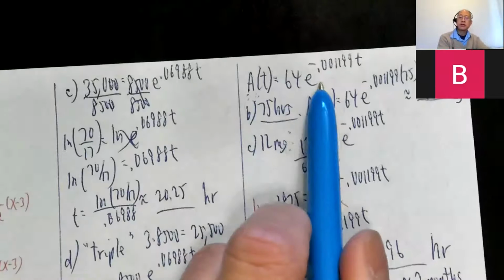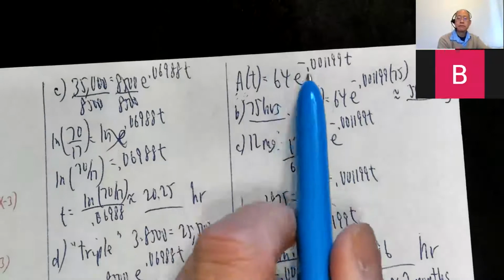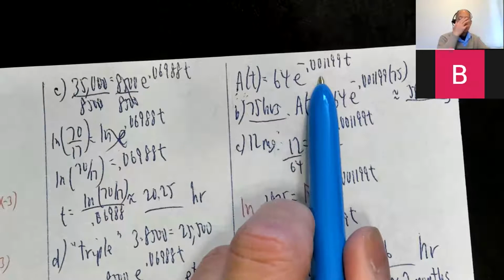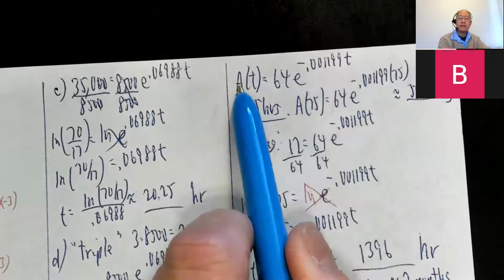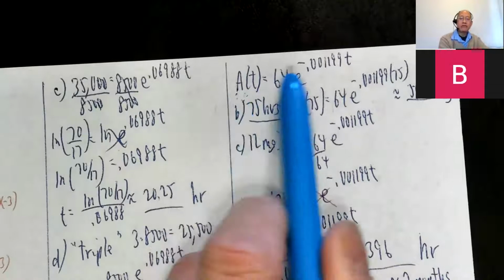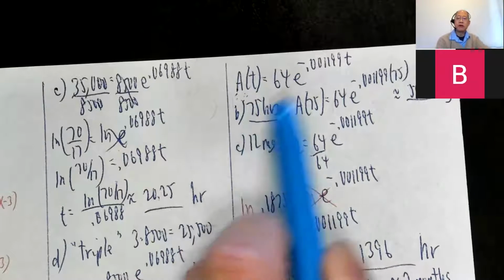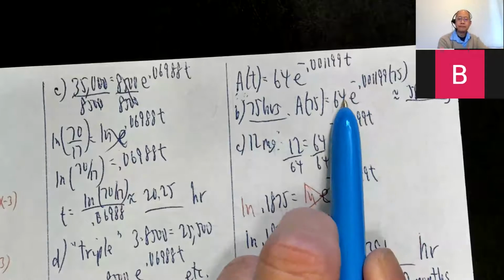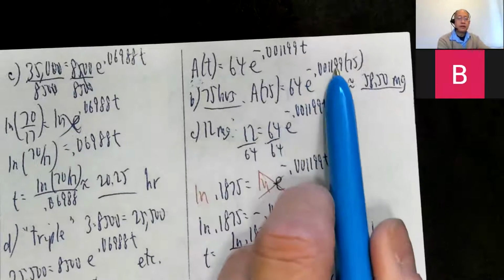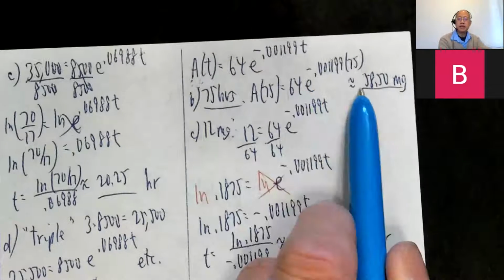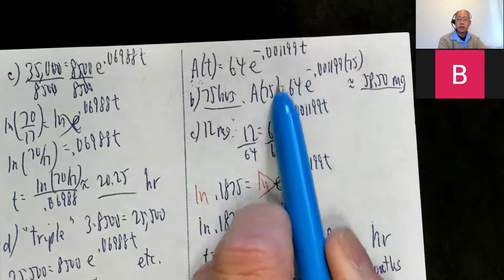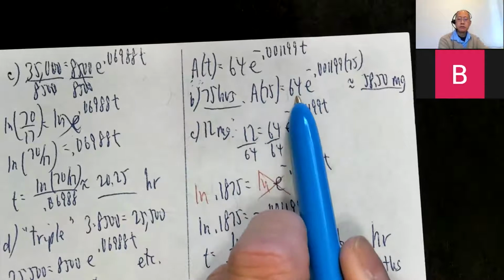So plug this thing back into here. The equation looks like this. If I plug in a t, I can find the amount. Or if I plug in the amount, I can find the t. They say 75 hours, so plug in 75. I'll save you the energy and time of punching it in: 58.50 milligrams, trusting you can punch this in your calculator.